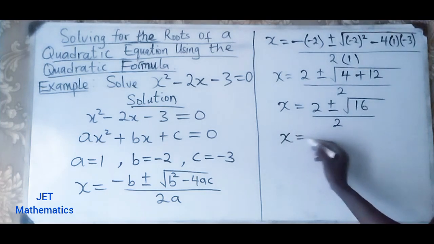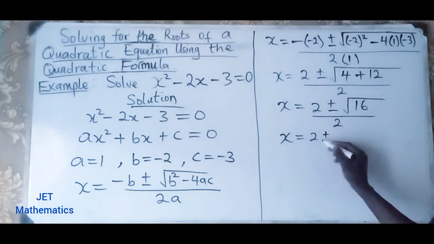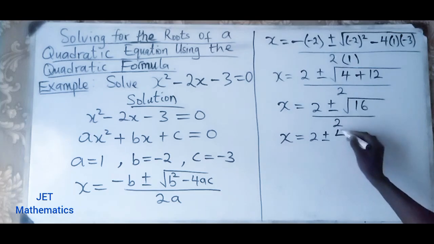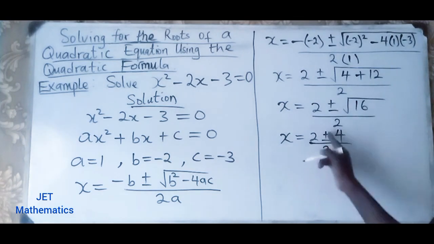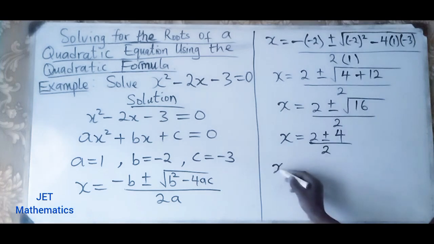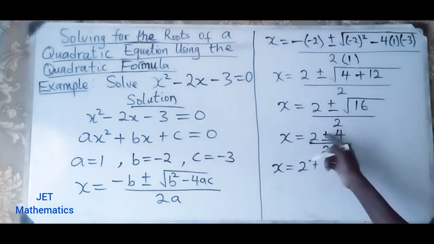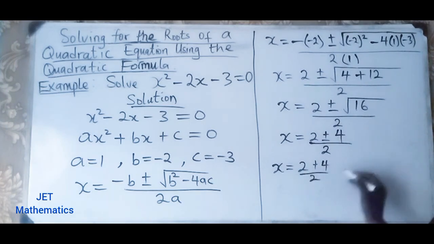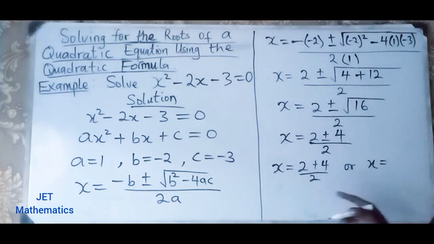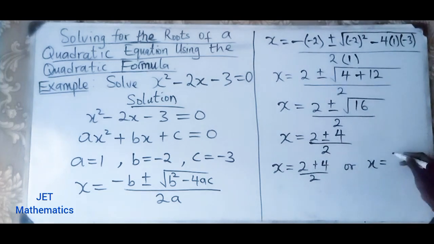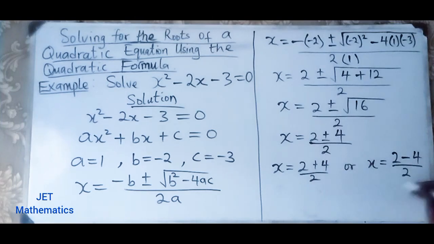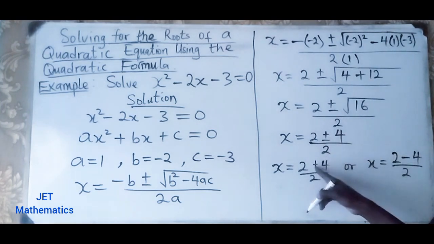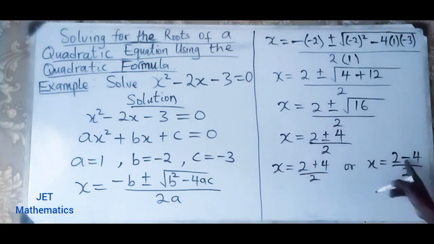Next we say x is equal to 2 plus or minus the square root of 16, which is 4, all divided by 2. Next we can separate the plus or minus. So we have x is equal to 2 plus 4 over 2, or x is equal to 2 minus 4 over 2. So we have separated the plus and the minus, which are together here. We are taking them singly, plus here and then minus here.